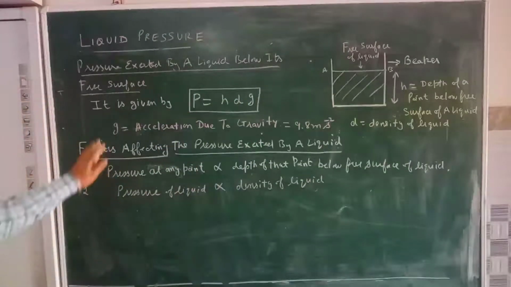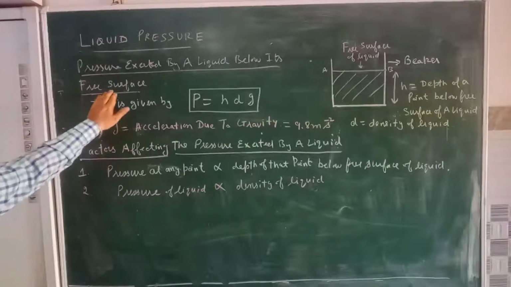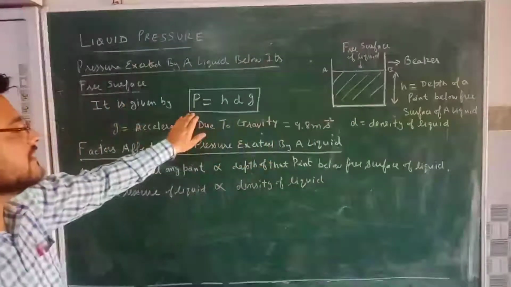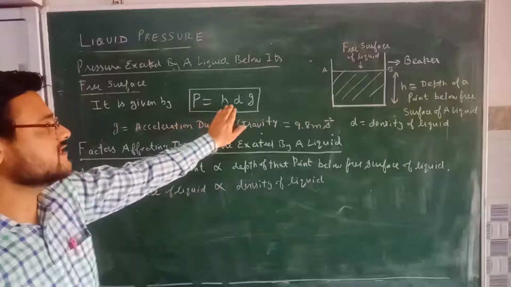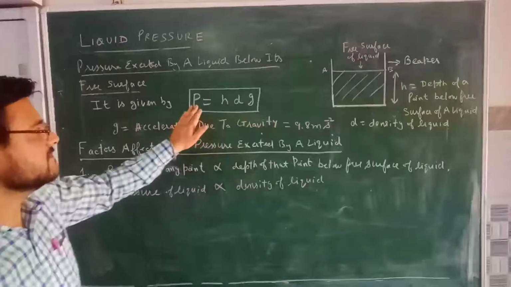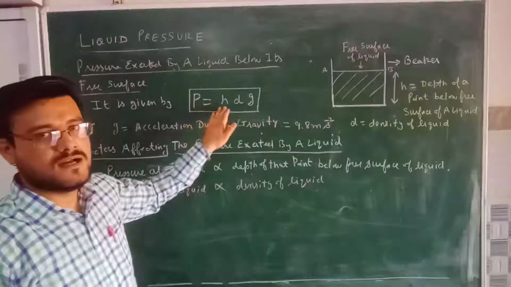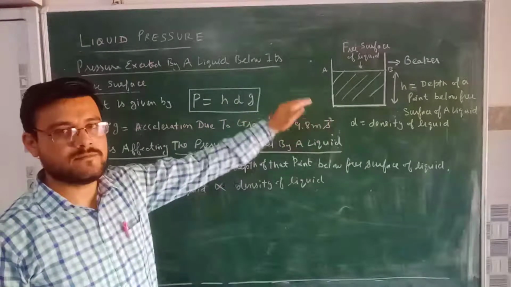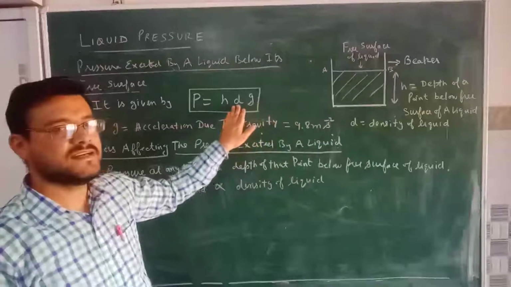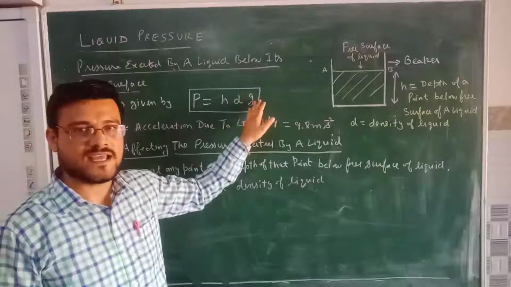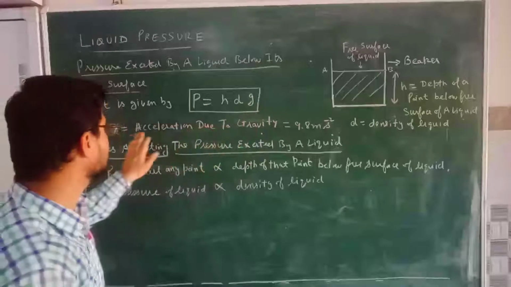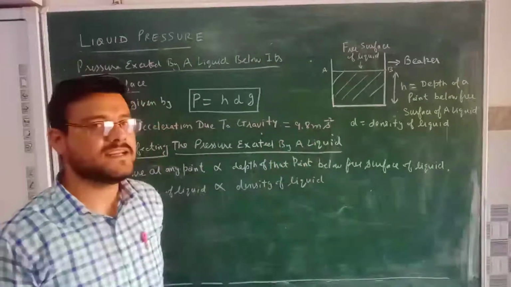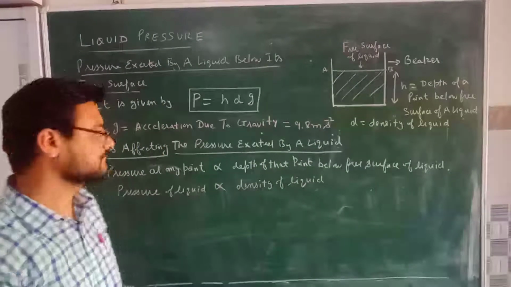Mathematically, the pressure exerted by the liquid below its free surface at the base of the beaker is given by P equal to H D into G. That is, pressure P is equal to H, the depth of the base of the beaker below the free surface, D, the density of the liquid, and G, the acceleration due to gravity. We already know its value is 9.8 meter per second squared.